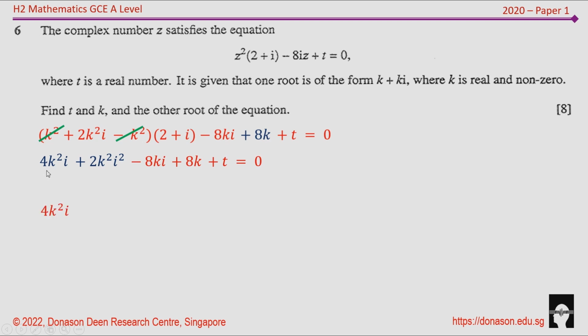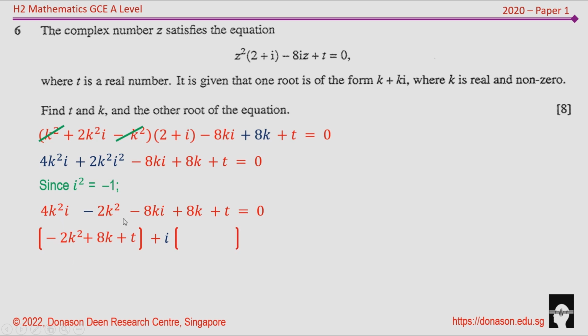So we have the 4k squared i, and then this part, since i squared is equal to negative 1, negative 1 times positive 2k squared would become minus 2k squared minus 8ki plus 8k plus t equal to 0. Now let's rearrange. So we have got minus 2k squared plus 8k and plus t. They are all the real part of the complex number. And then let's group the complex parts together. So here we have got a 4k squared i. So I just pulled out the i. What's going to be inside the bracket is simply 4k squared minus 8k, and this is equal to 0.